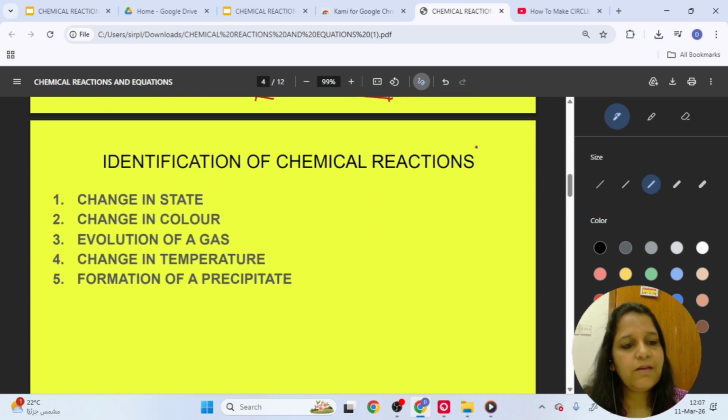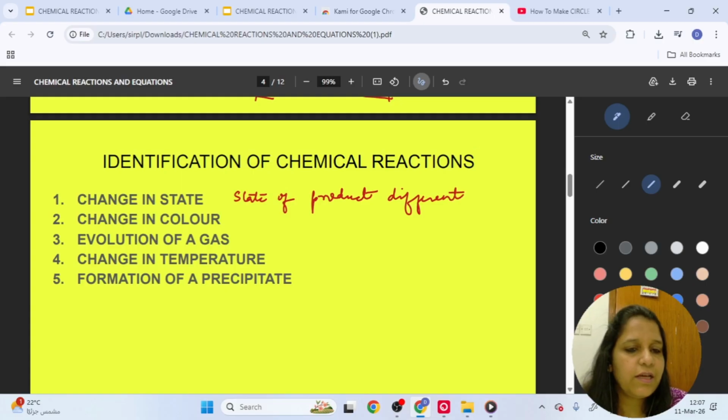How can these chemical reactions be identified? If there is a change in the state, meaning that the state of the product is different from the state of the reactants, then we can say that a chemical reaction has taken place. Or if there is a change in color, if the color of the product is different from those of the reactants, then we can say a chemical reaction has taken place.